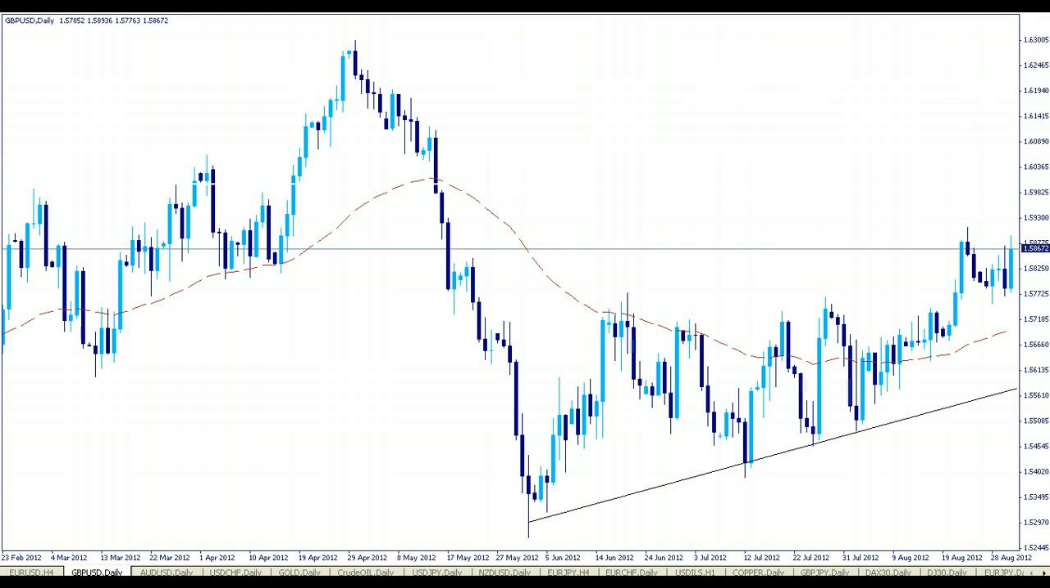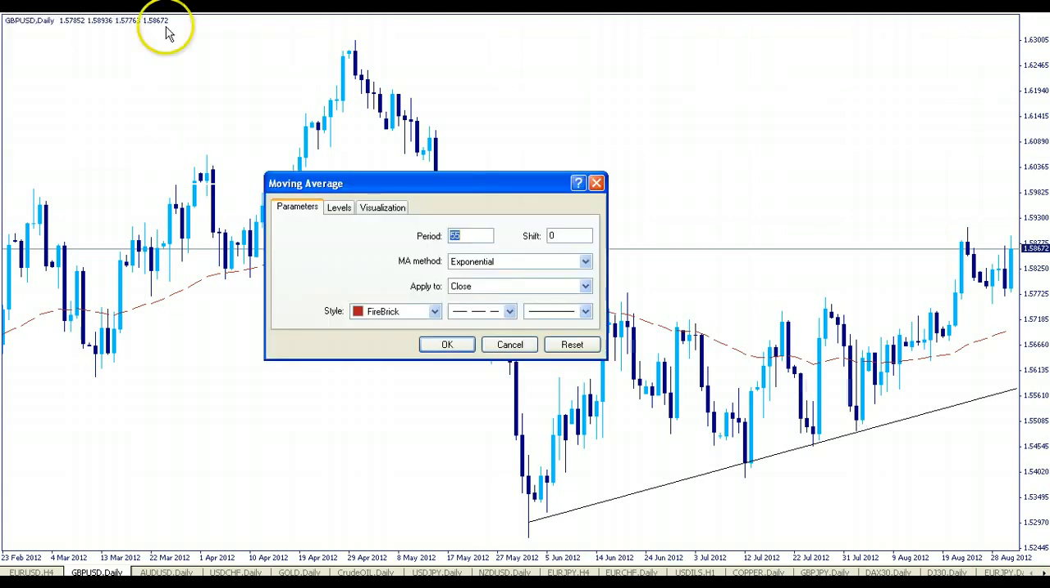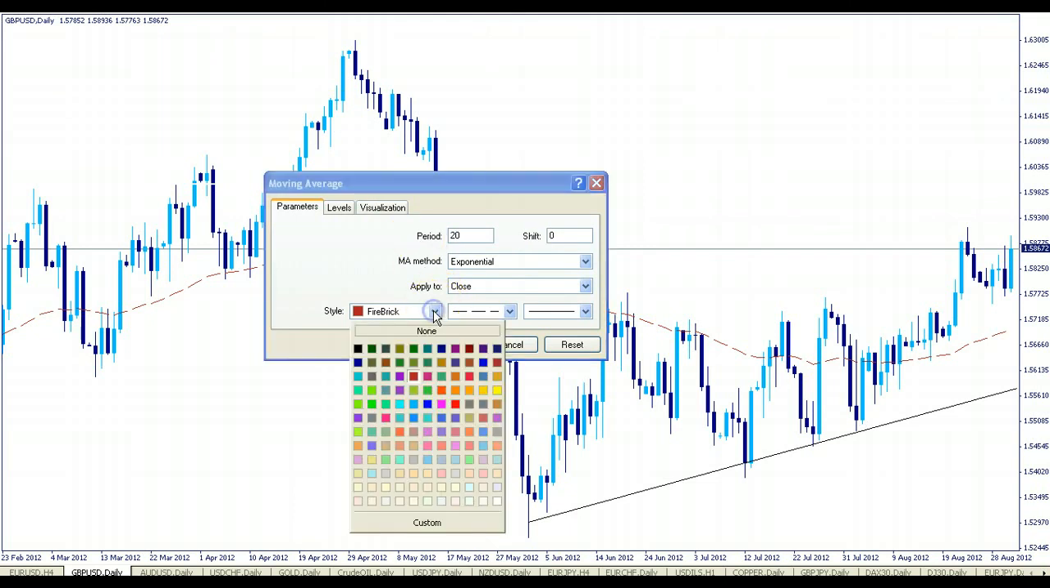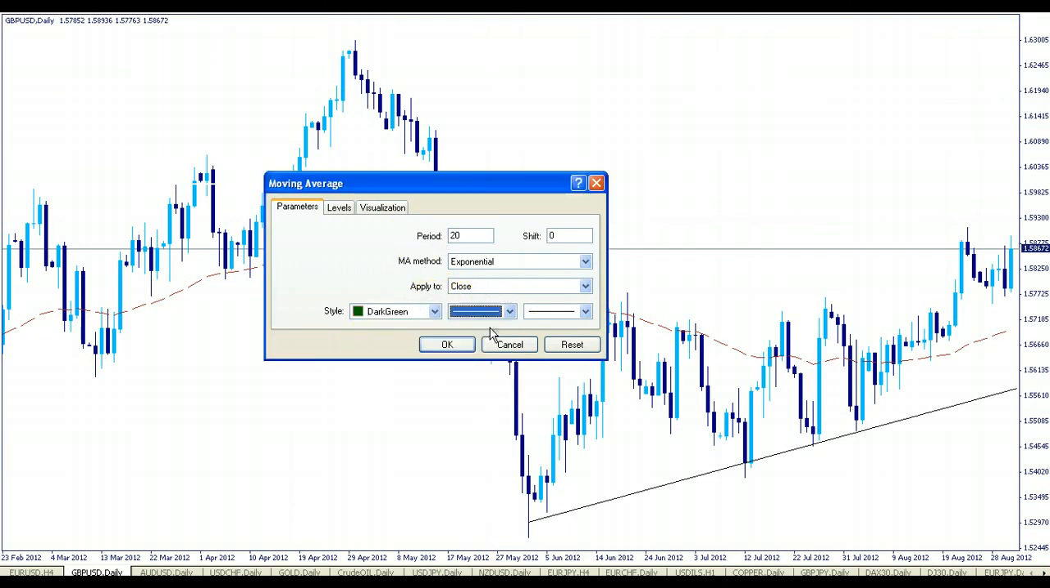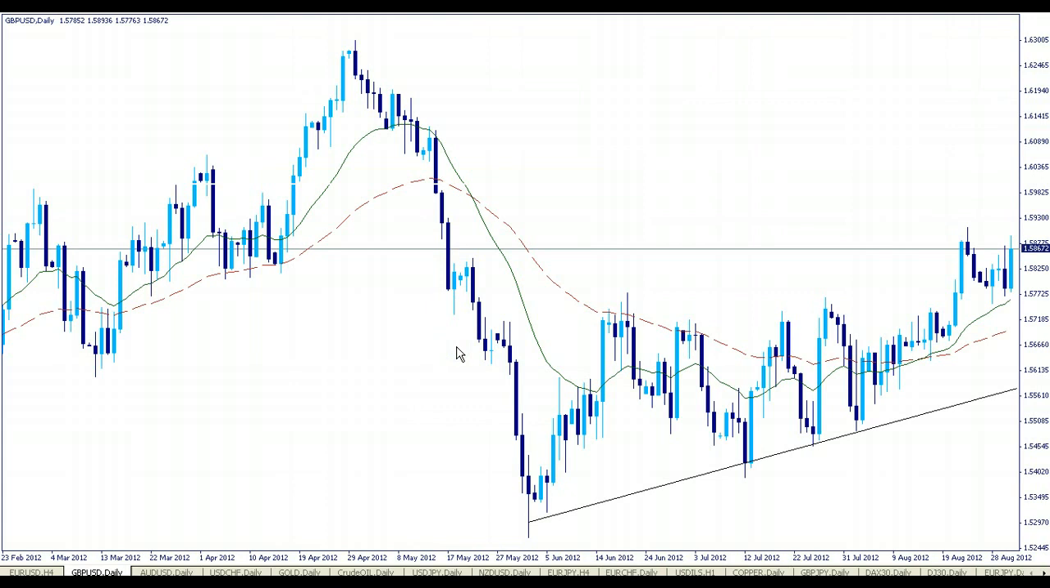Let's put in a 20-day. Let's pick a different color here, different kind of line. Not particularly liking that one, but that's okay. If you're looking at the moving average, say the shorter term or the longer term 55-day, what you're noticing is that the currency is still trading above that moving average, along with the 20-day.